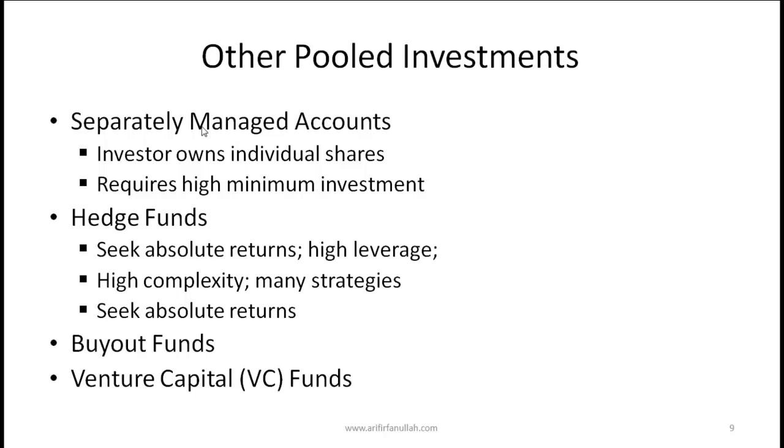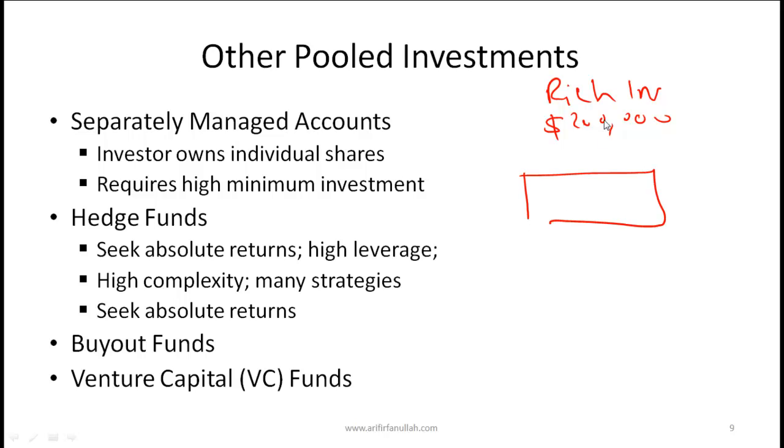Other pooled investments, so separately managed accounts. This is where you have a rich investor. Let's say that he has $200,000 to invest. The point being that he gives the investment manager these $200,000, and the investment manager creates an account specially for the rich investor and invests on his behalf. So the key point here is that the individual investor owns the shares. Even though the investment manager is buying the shares, he is buying them on behalf of the investor, and this generally requires a high minimum investment. So if you just have $200 to invest, it makes no sense to create a separately managed account.